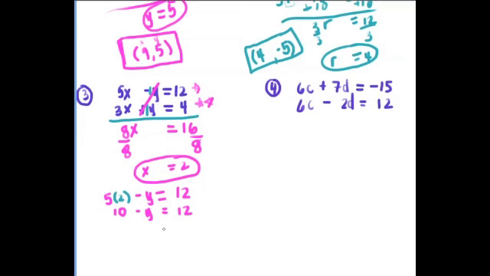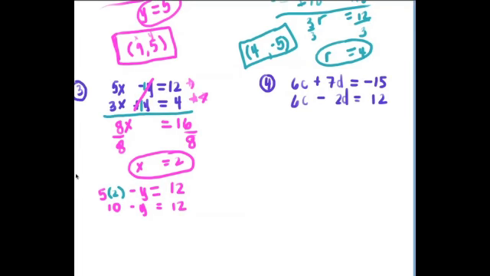Let's scoot this down so there's a little more space. So remember, we want to leave the y till the very end, so I'm going to box it, get rid of this 10, so right now it's positive, so let's subtract it over.